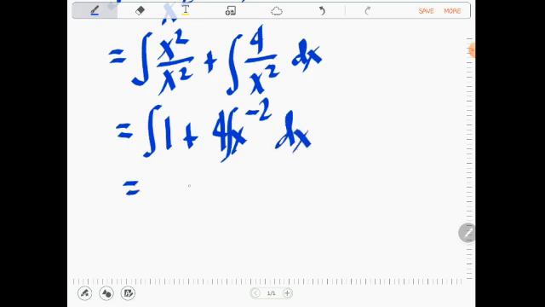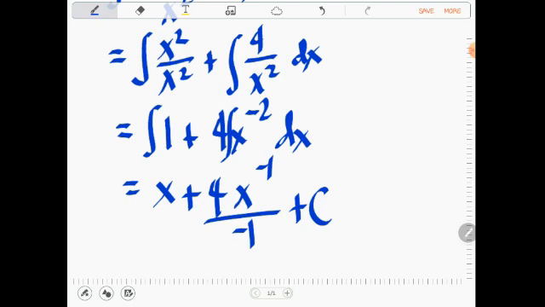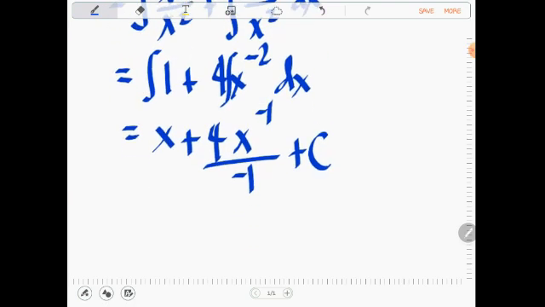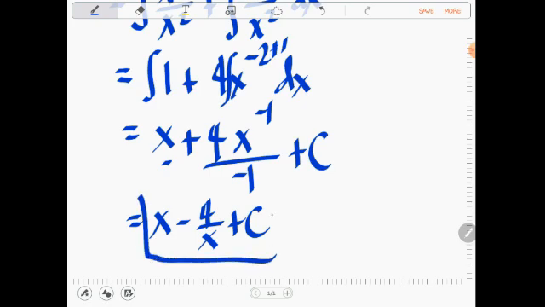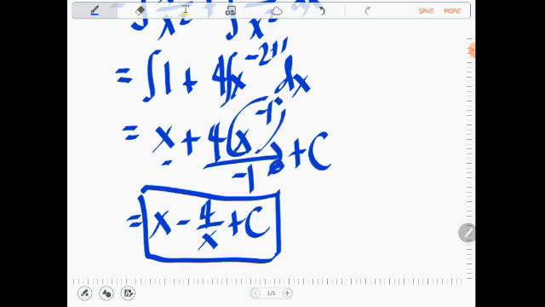So, this would be equals to x plus 4 x raised to negative 1 all over negative 1 plus the arbitrary constant c. Kasi yung 1 is meron pa tayong x na makukuha dito, okay? And ito, since ito ay negative 2 plus 1, that would be negative 1 all over negative 1. Or simply, this is equals to x minus 4 over x plus the arbitrary constant c. Okay, negative kasi yung exponent ng x, so pwede natin itong ibaba sa denominator para maging positive yung kanyang exponent. Next.